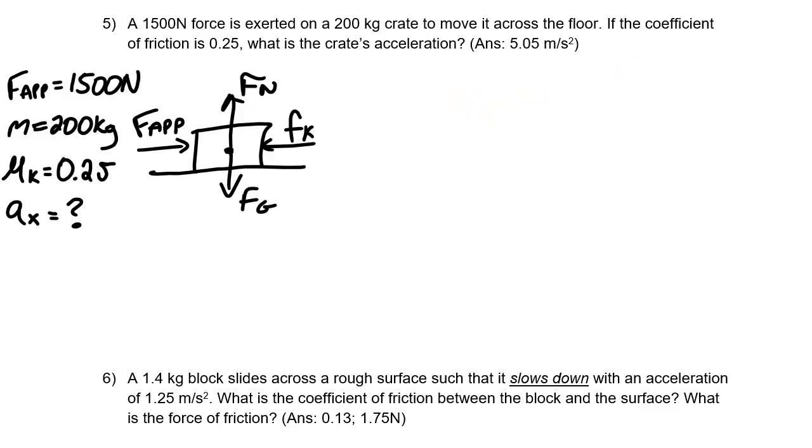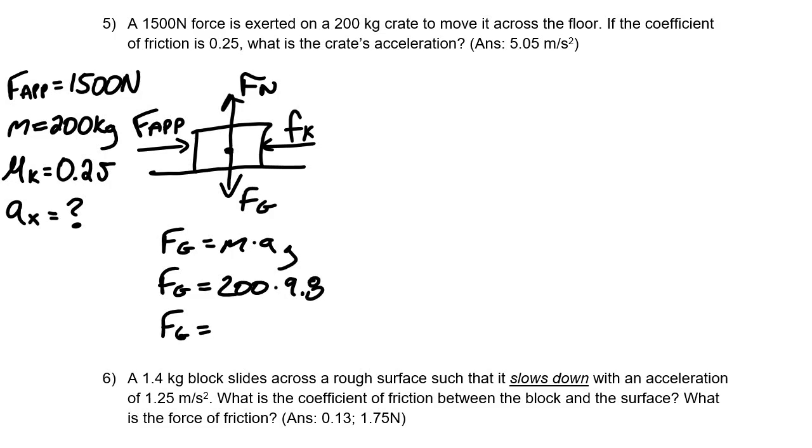Okay, let's do this here. Let's figure out what our force due to gravity is. So the force due to gravity is equal to the mass times acceleration due to gravity. And here we go. And the force due to gravity is equal to 1,960 newtons. Okay, and let's set up our two force equations.